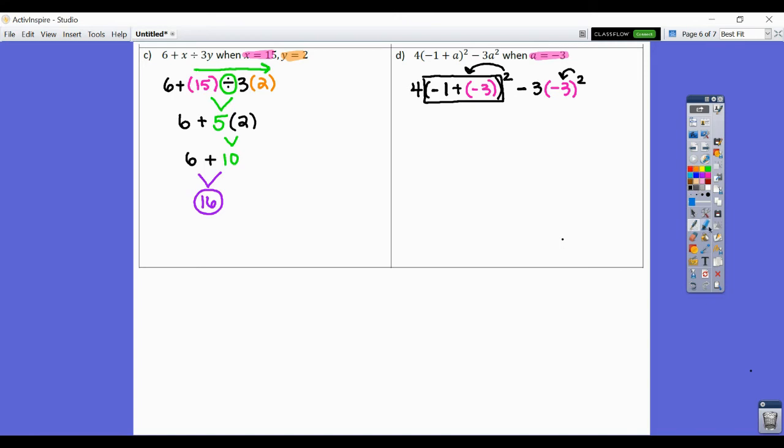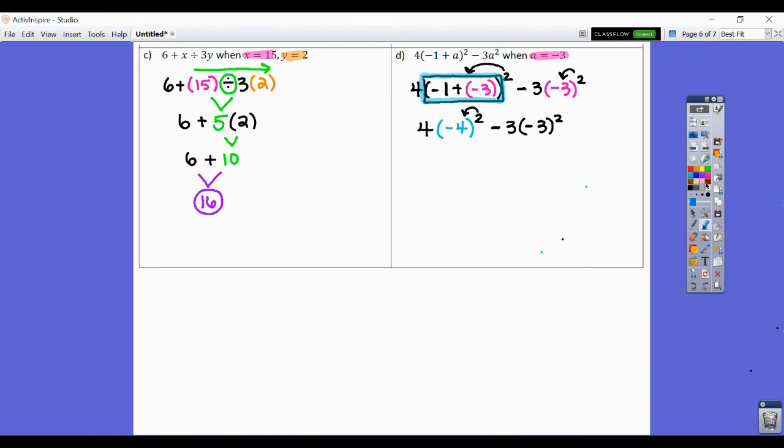Let's go ahead and simplify what's inside my parentheses first here. I want one number inside parentheses, and then I'll move to exponents. So I have a 4 in front of the parentheses. Inside my parentheses, that -1 plus a -3 becomes a -4. That is now one number inside. I cannot forget the squared that was outside of it. Then I subtract 3 times my -3 squared.